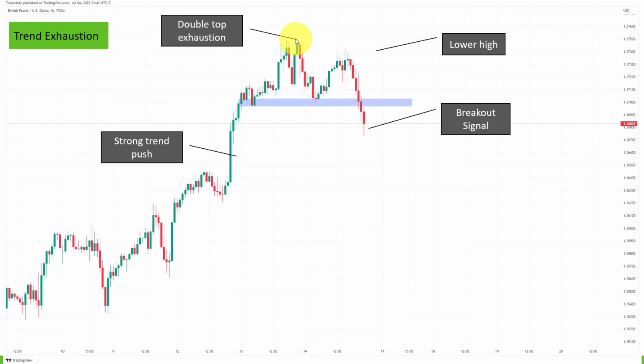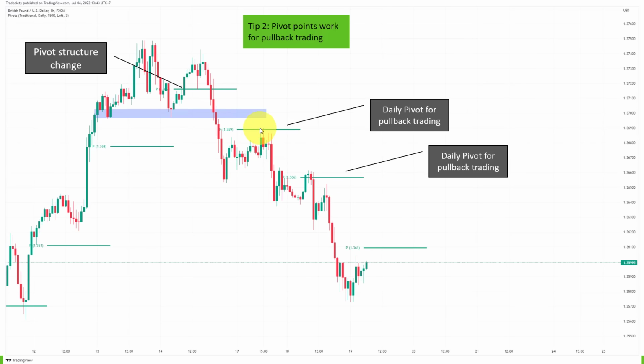We have seen hints of more selling here in this pattern, but it wasn't until the breakout where we are really seeing a lot of momentum kick in, and this is such an important signal of a market change. Then you can see we move lower, we retest the daily pivot point, we move lower, we retest the daily pivot, and we move lower.